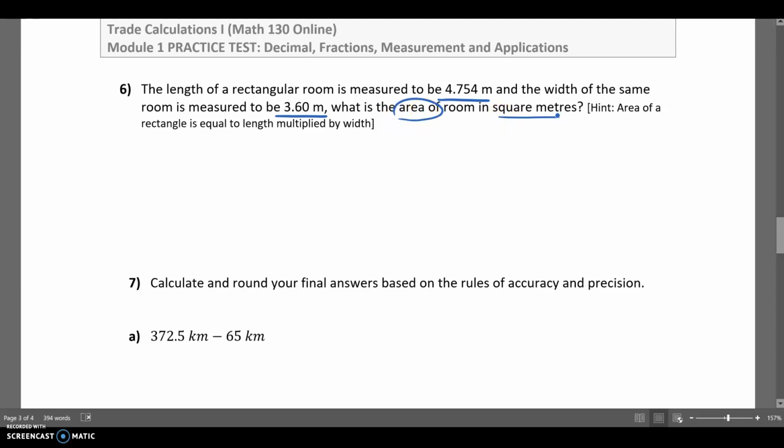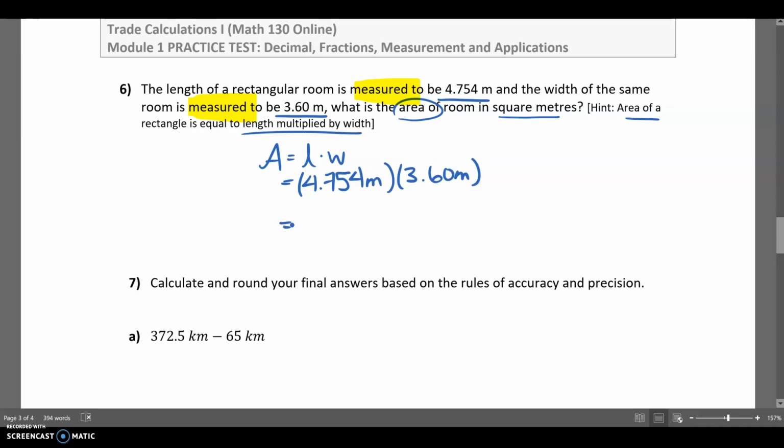And in case you need it, the formula is given here. The area of a rectangle is equal to the length times the width. After our calculation, since these are measured values, we'll need to round our final answer based on the accuracy of those measurements. So first we'll do the calculation. Area is equal to length times width. We can substitute in our values. Length is 4.754 meters, and our width is 3.60 meters.